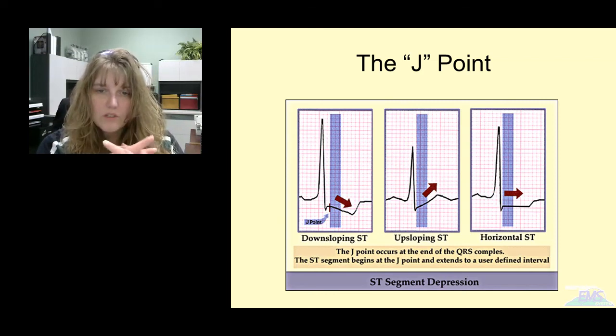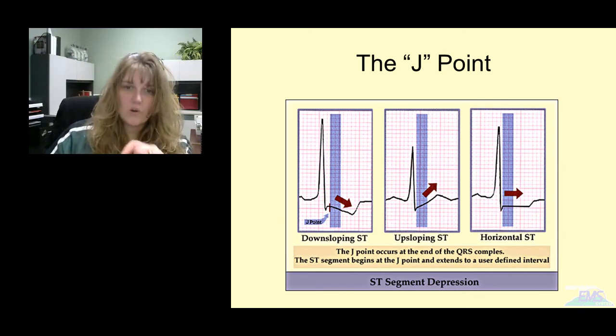This just kind of shows you the J point. This slide really doesn't do much. Let me move to the next slide so you can see it. Hold on one second.